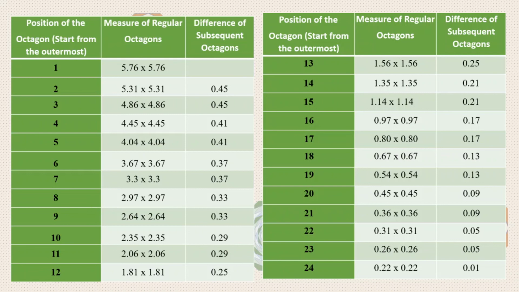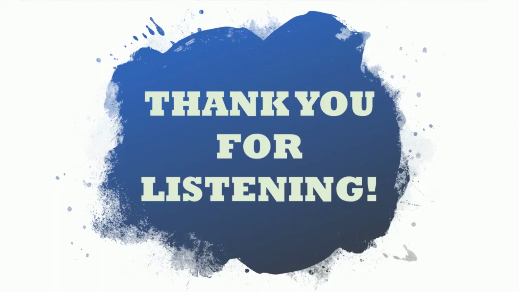The pattern for each of the following two octagons is that it is reduced by 0.04. And that is all for this mathematical investigation.